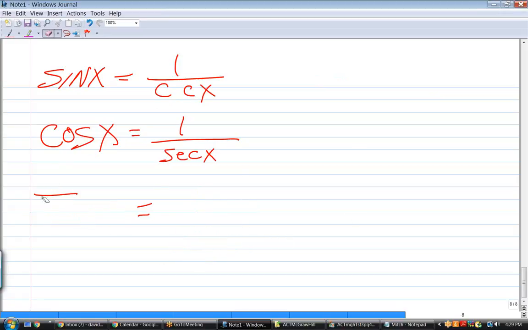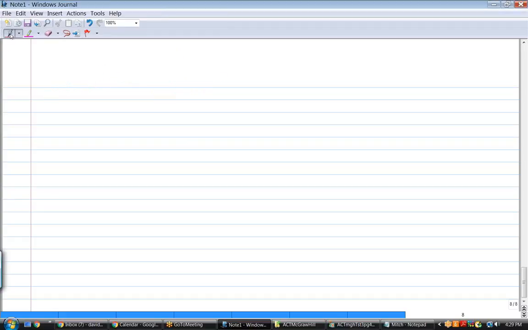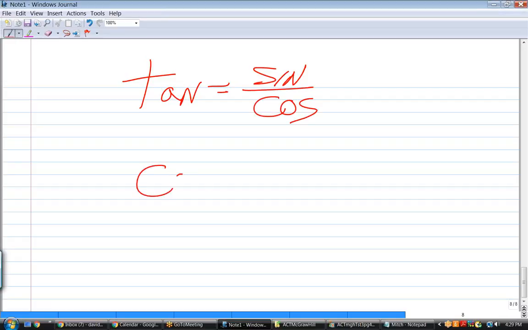Okay. The 2 quotient identities, which we just had to use. Tangent equals sine over cosine. And the other one they want you to know is cotangent, but you don't have to really memorize that. If you know this one, cotangent's got to be the flip of that.